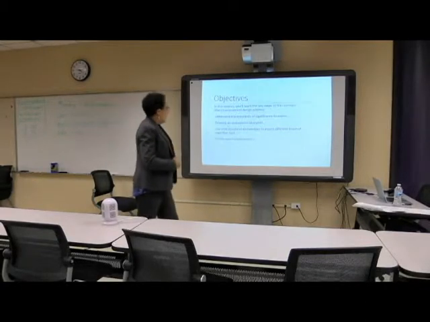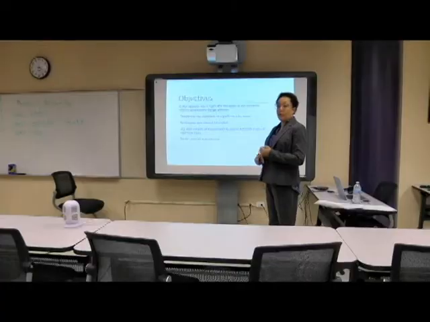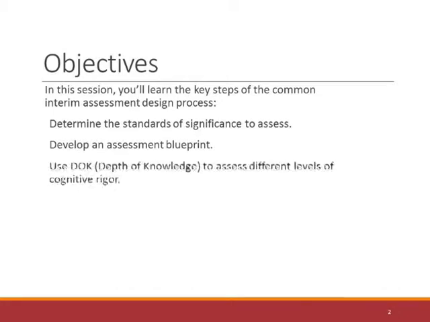So our objective today is to learn the key steps in writing common interims. And as we're doing so, we're going to talk about the standards of significance and how to choose standards of significance specifically for the common interims. We will learn how to develop an assessment blueprint and use the depth of knowledge to assess different levels of rigor in the questions that you're asking. And then ultimately to be able to create parallel assessments.